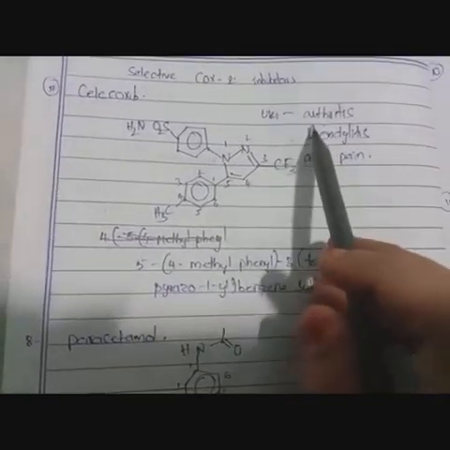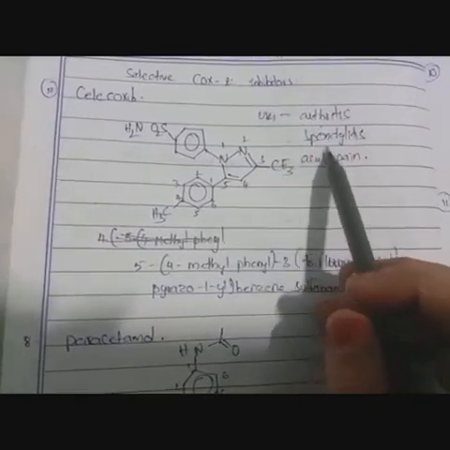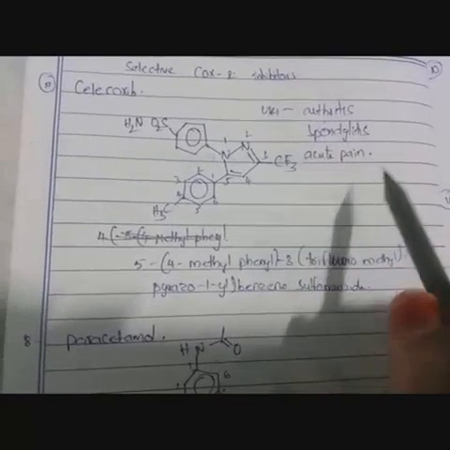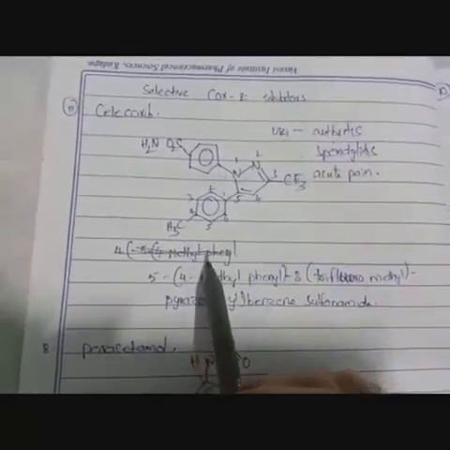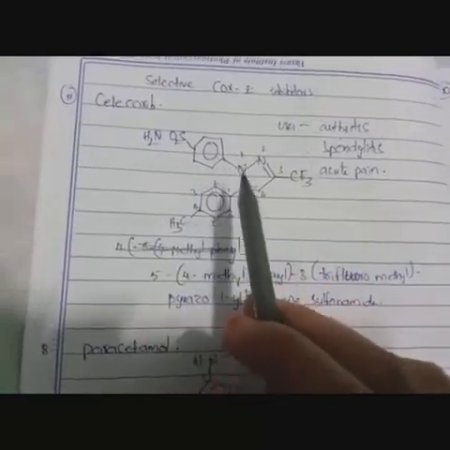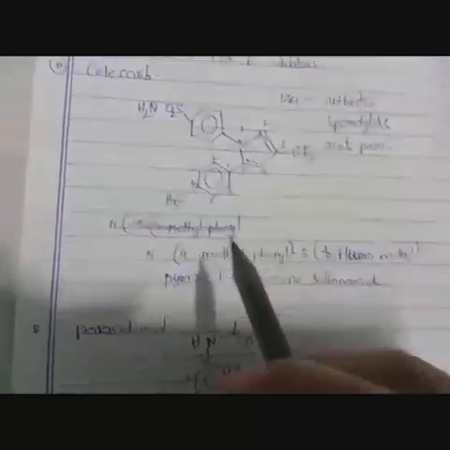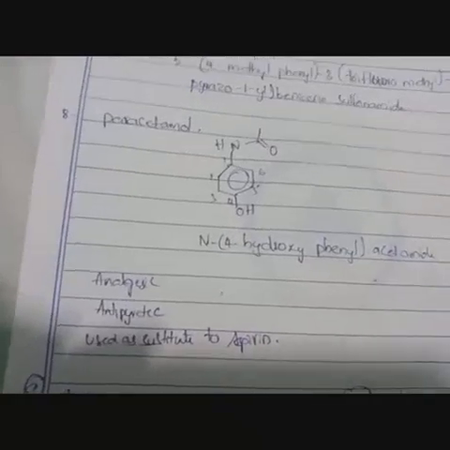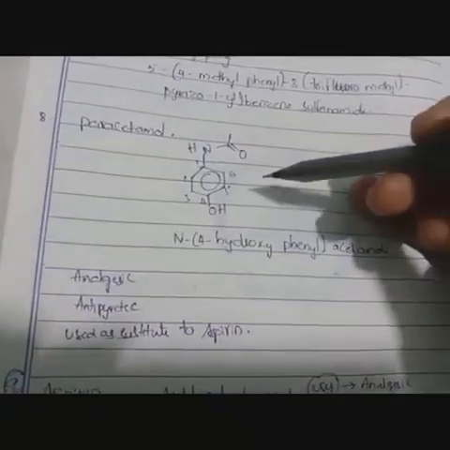Generally, coming to the uses, it is used for arthritis and spondylitis. For acute pains, we are going to use this celecoxib. So try to remember this. It is a very simple structure. Okay, now we are going to see paracetamol. Paracetamol structure is also very simple, right?